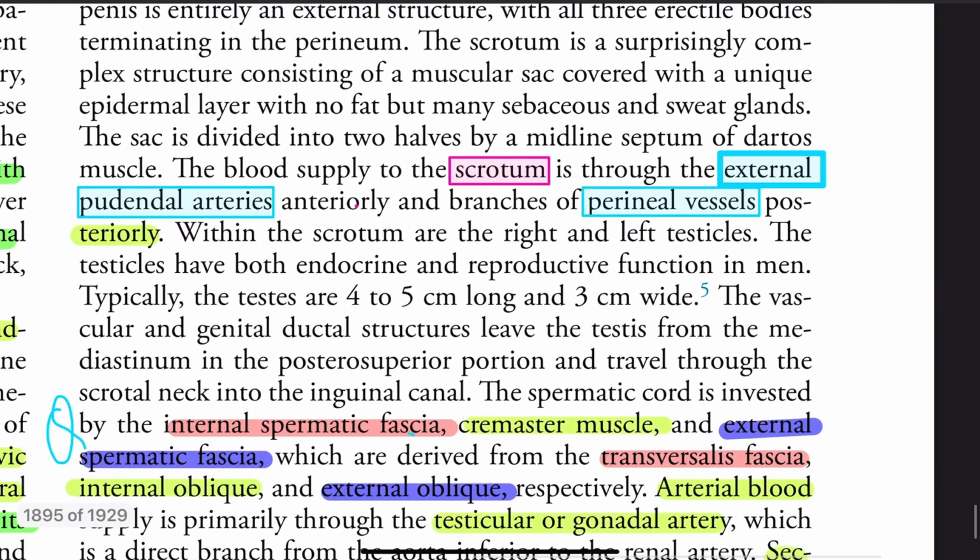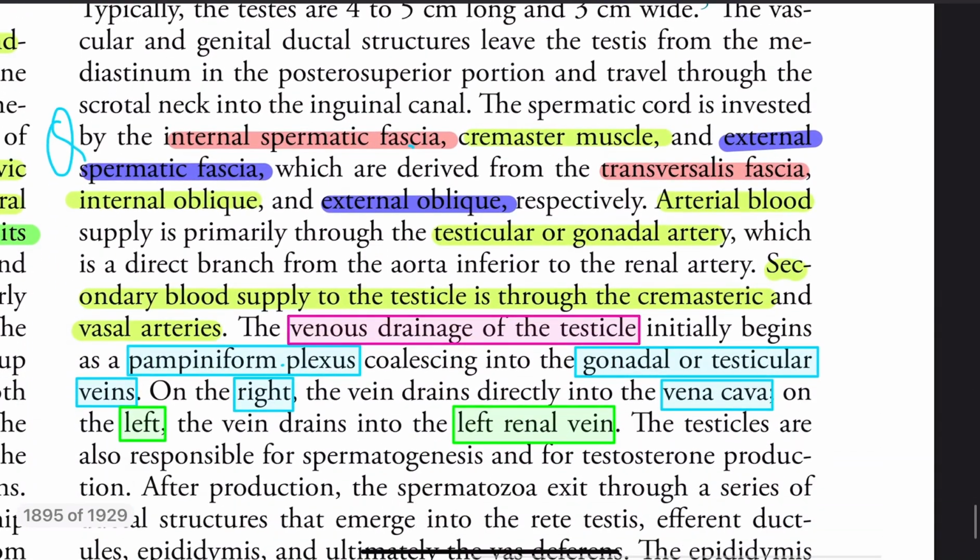Now come to the scrotum. So the scrotum is supplied through the external pudendal artery, and then a branch of the perineal vessel. Now come to a few modifications.